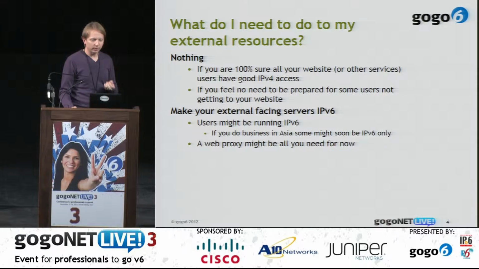on the external resources. Because we have the users, especially if you do business in Asia, they're going to have IPv6 soon, or already in some cases, but also be more or less stuck in the IPv6 world, not so much just having it as an add-on, but also relying on it to get to different things. Right now, if you're a small company, I mean, a web proxy might do it. You might be able to do something like that to fix it.